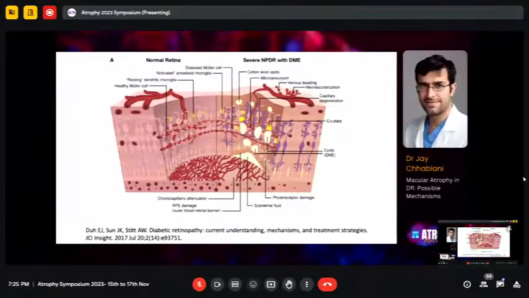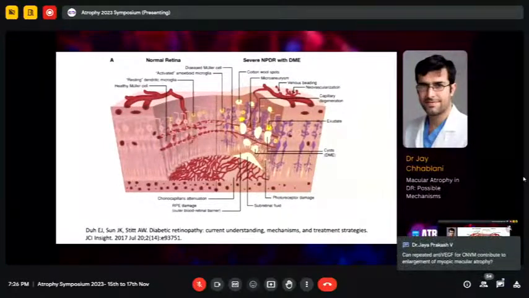Before we get on to the atrophic changes in diabetic retinopathy, let's look at this picture, which clearly shows that diabetic retinopathy primarily involves the inner retina, where you can see changes including microaneurysms, exudates, and these microvascular changes, which are pretty much related to the inner retina. And these changes rarely lead to damage to the outer retinal structures.